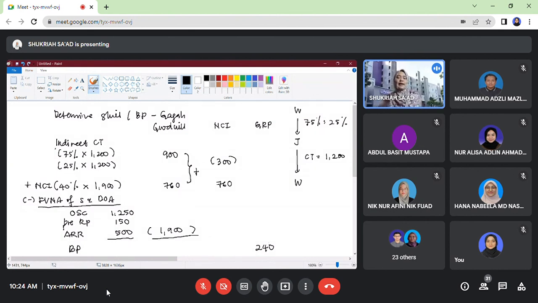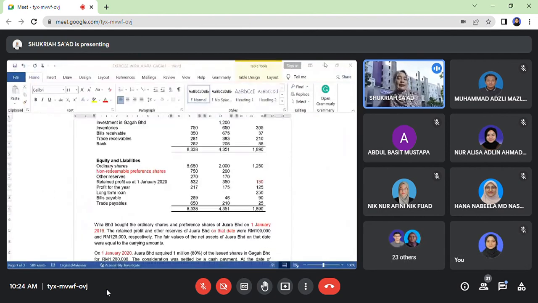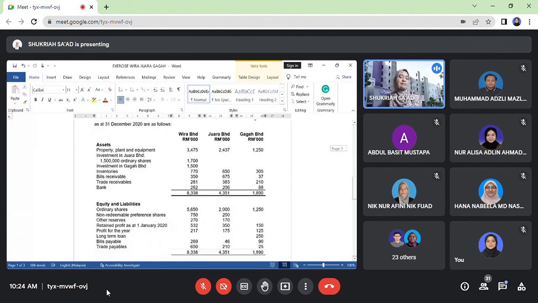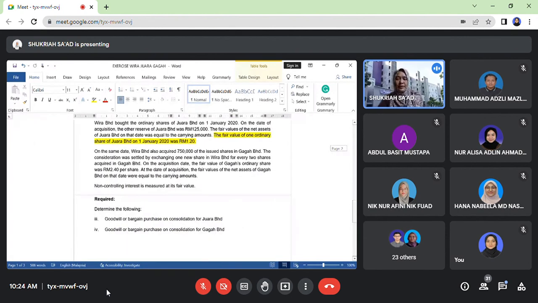No, madam. Alright, so question number 2. For question number 2 I am focusing on another NCI measurement, which is full goodwill. We did not have time to discuss this. This is at fair value. This uses the full goodwill method.